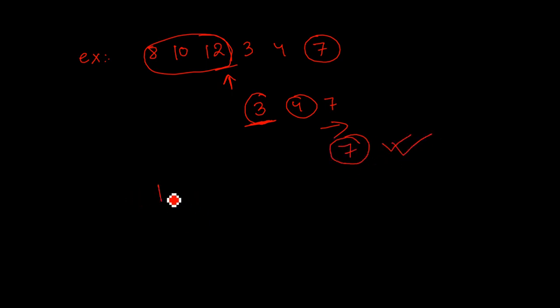Let me take another example and let me make the array like this. Now suppose we need 10. Our mid is 3, and we can say that this part is not sorted, but this part, 3 to 8, is sorted. But 10 is not in this range, so our range will be 10 to 12.